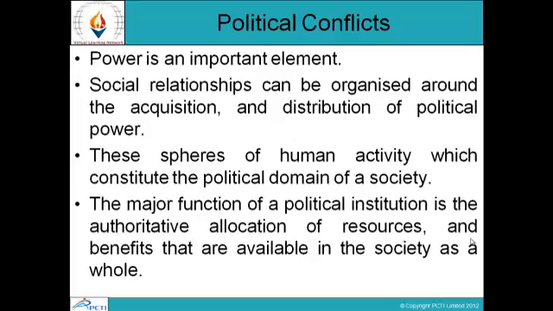These spheres of human activity constitute the political domain of a society. The major function of a political institution is the authoritative allocation of resources and benefits that are available in the society as a whole.